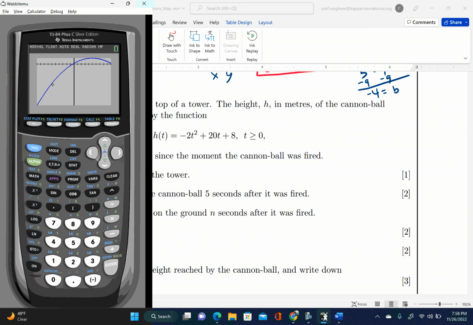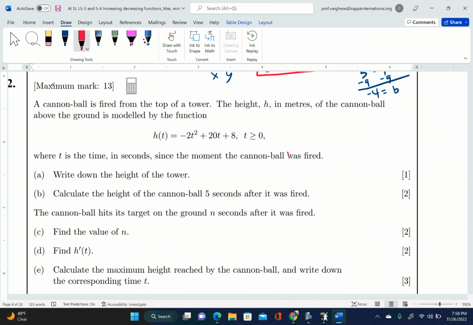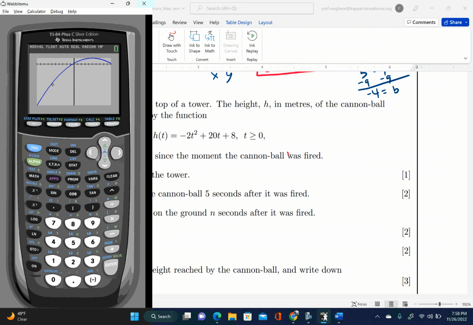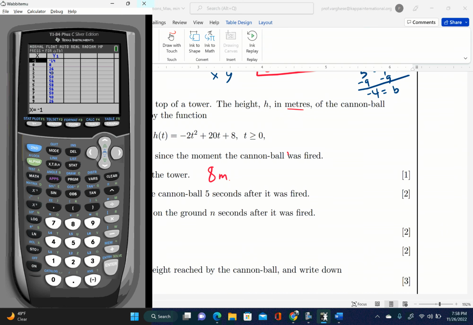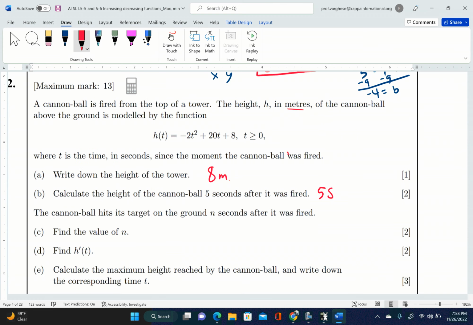All right, so for the first one, it says, write down the height of the tower. So if I look at my calculator, I look for the height of the tower, which is my y-intercept. So across from 0 is the number 8. So the height of the tower is 8, and this is in meters, so this is 8 meters. Calculate the height of the cannonball 5 seconds after. So across from 5 is 58. So this is going to be at 58 meters. So right now I've just gained 1 plus 2 points, 3 points.